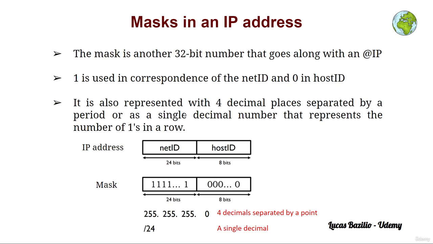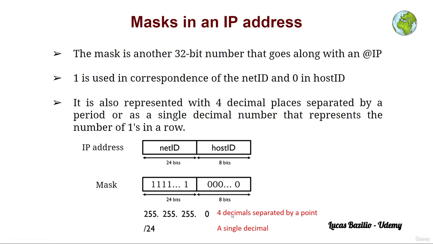Now, the mask is also represented with 4 decimal numbers separated by a period, or as a single decimal number that represents the number of ones in a row. These representations can be seen here. Just imagine 24 ones. We know that 8 ones written in binary is the value 255. So here we have 8 ones, here 8 ones, that is 16 ones, and finally 8 more ones at the end. So we have 24 ones in total, and then all zeros. Keep in mind that if we have 8 bits all of them 0, in decimal this is just 0.